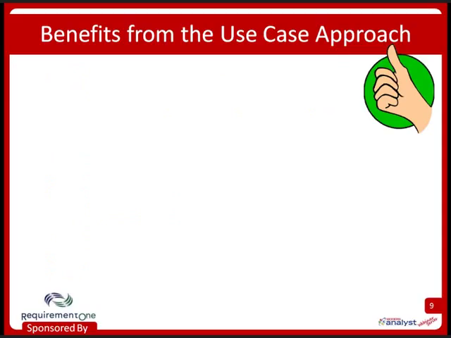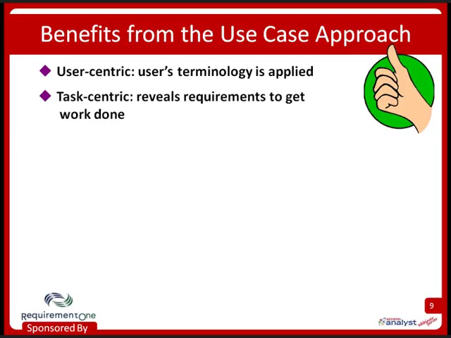I see a lot of benefits from the use case approach. Traditional requirements gathering processes often emphasize system features, but in contrast, the use case approach emphasizes user goals. It's user-centric, not product-centric. And so we're using the user's terminology and trying to write requirements at this level in a way that our users will understand. In fact, if you write a use case and your users don't understand it, they can't figure out what it's about, then there's something wrong because it ought to speak to them. They're also task-centric. It helps us understand what functional requirements we need to implement to let people get the work done.